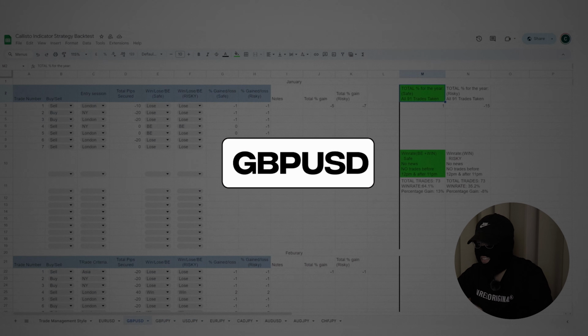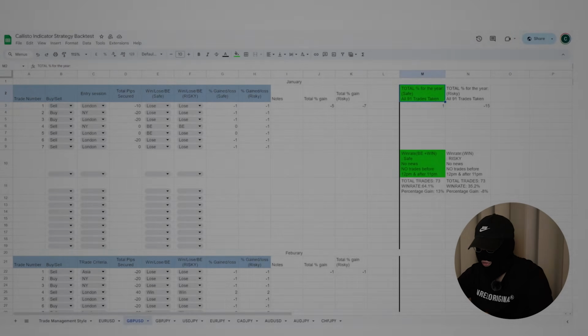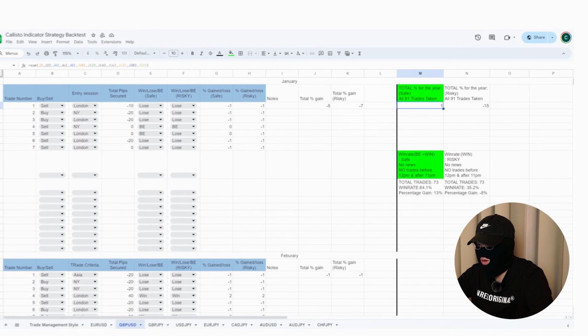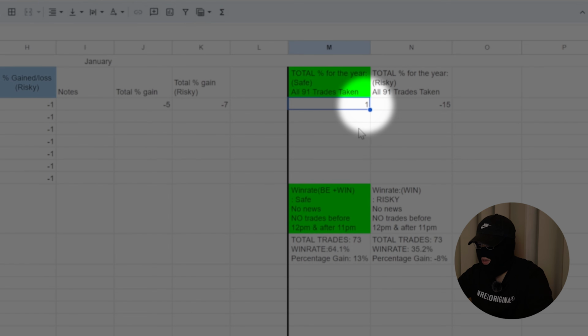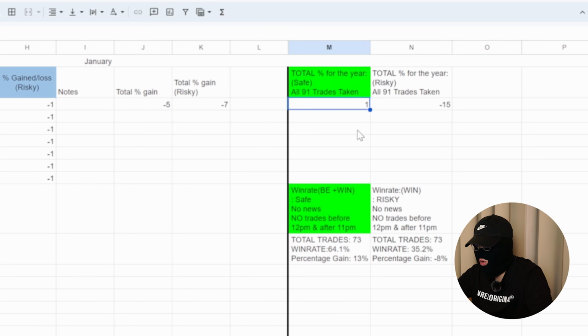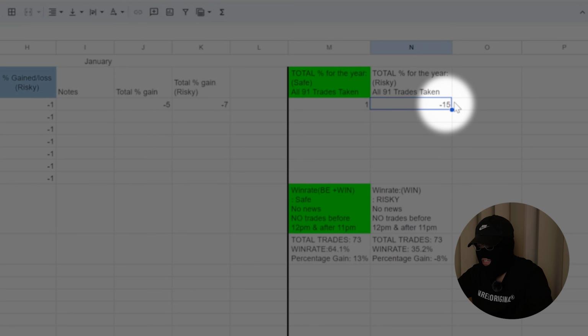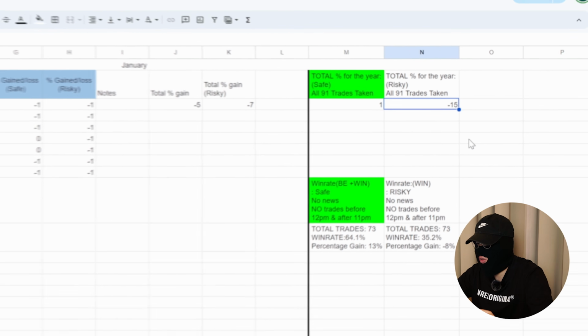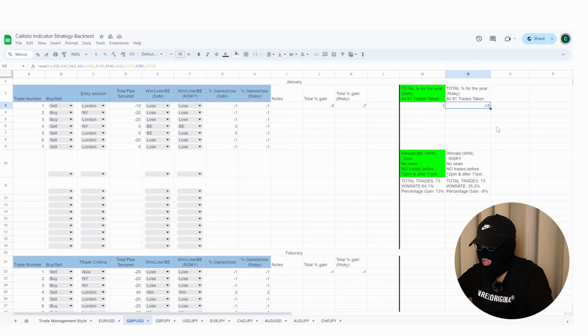For GBP USD, the stats are quite different. If you take all 91 trades, regardless of news and timing of the trade, you have yielded only 1% gain on a safe risk management style. It's still profitable, but that's not exactly what we're looking for. On the other hand, if you were to trade with your risky approach, not taking SL to break even, you will actually be down 15% for the year. However, if you're strict with when you trade the strategy using the safe method, trading between 12 p.m.